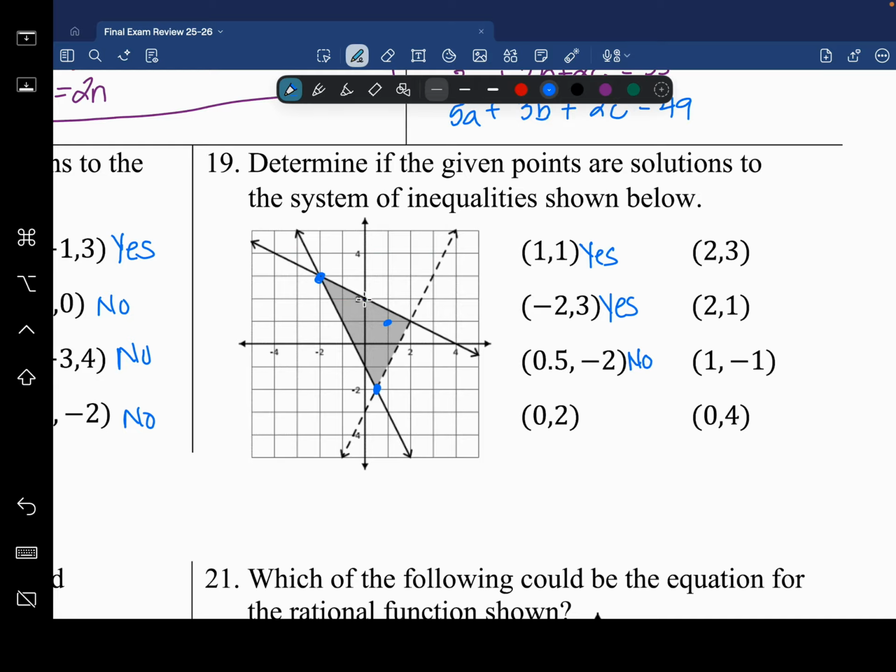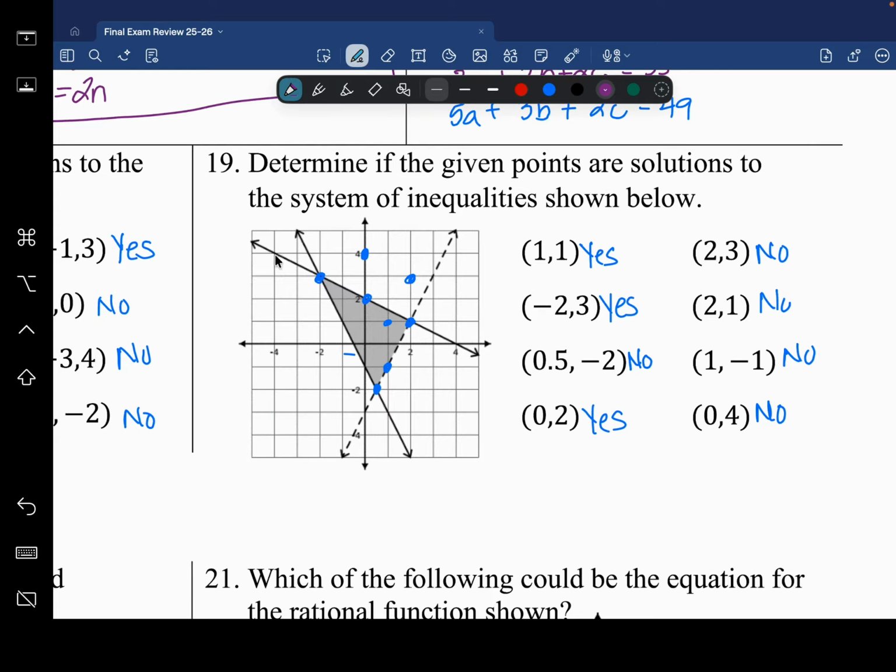0, 2, over nothing, up 2, solid line, boundary of the shade, yes. 2, 3, over 2, up 3, in the white space, definite no. 2, 1, over 2, up 1, again, falls on a dashed line, automatic no. Right 1, down 1, same thing there, falls on a dashed line, automatic no. 0, 4 is out of the shade, definite no.